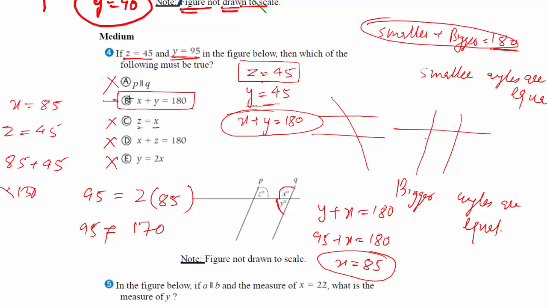Because in a linear pair axiom, if you have a line and there's a transversal cutting it, the angles formed on one side of the line have the sum of 180. So we'll have x plus y equals 180. That's the only option which is correct here in question number 4.